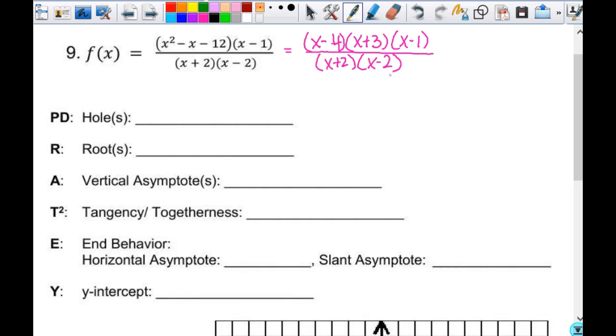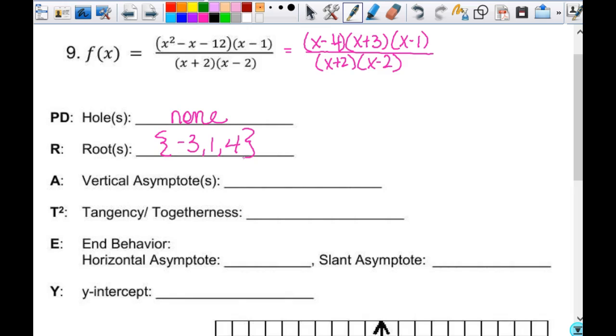I just realized I don't think we've done one with a hole. I know there was one on your notes. I must have skipped over it. But all right, so is there a hole here? No, there's none, which means nothing's canceling out, so I have 3 roots. They would be -3, 1, and 4.